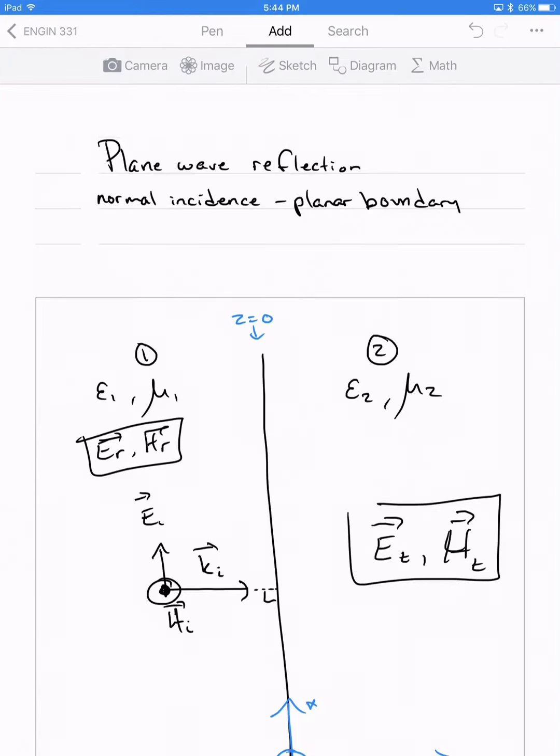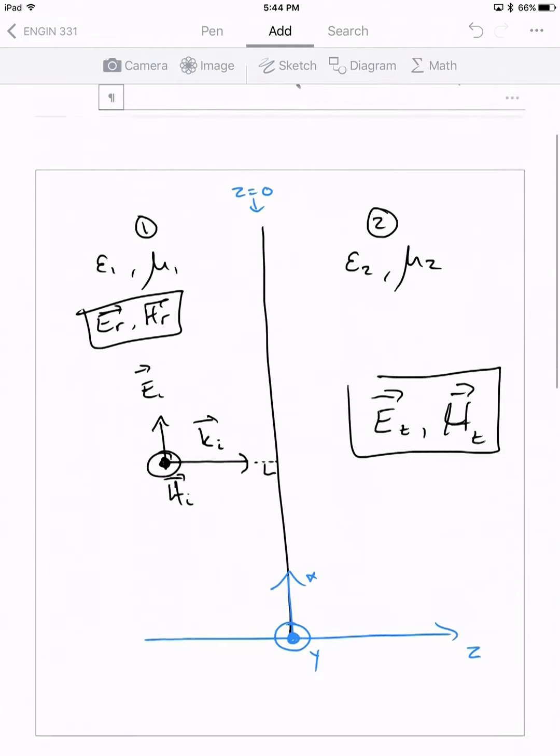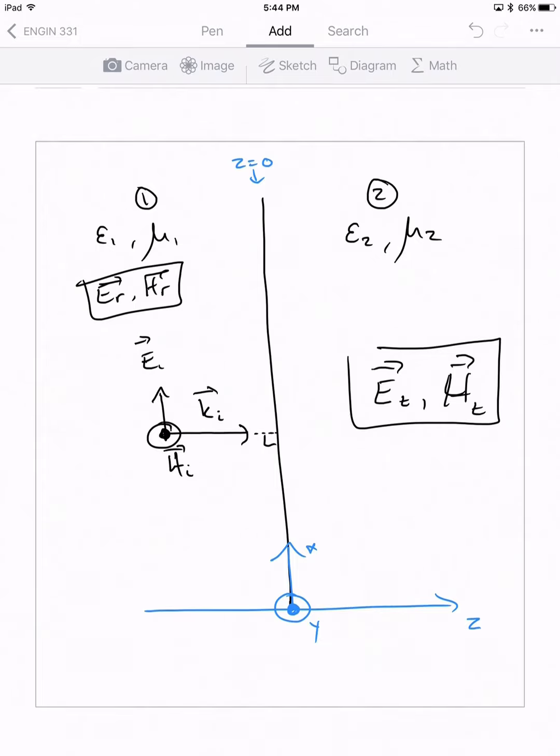Hi, in this video we're going to talk about plane wave reflection at a planar boundary for normal incidence, meaning that the plane wave is propagating straight at the boundary between two media and the boundary itself is planar. Alright, I've drawn a picture here of what the problem statement is.